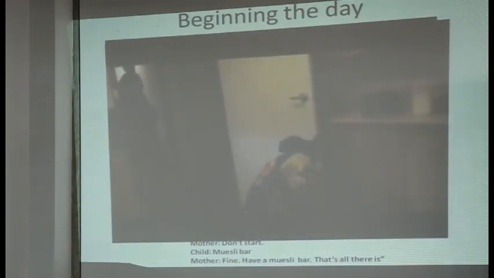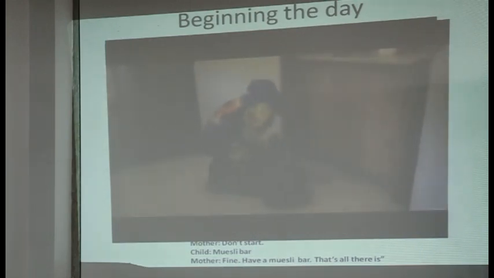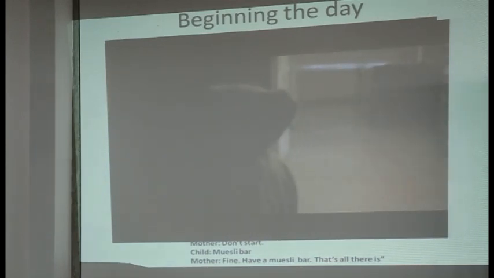Now the muesli bars are kept in the bedroom in a cupboard up high because they're quite precious. And they're part of the school snacks that are available to the older child only. There isn't any muesli bar. That's all there is. He says there's no more muesli bars.